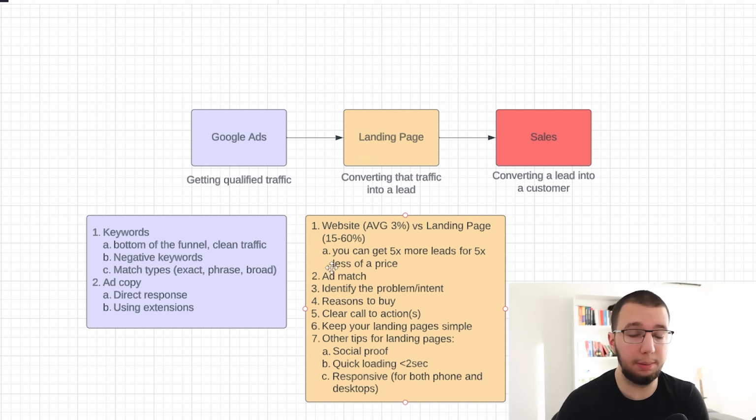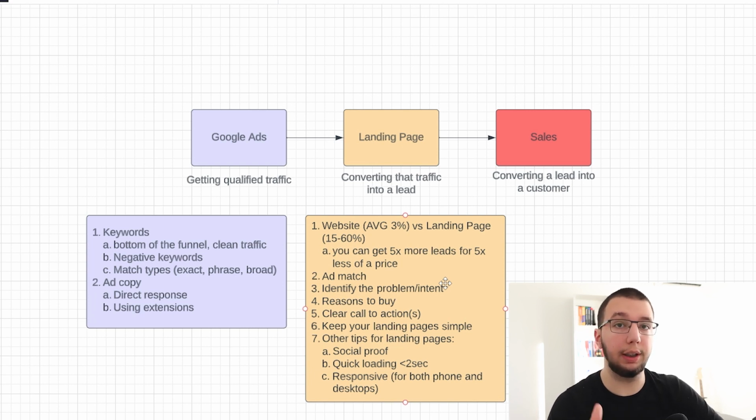So these are just some tips to keep in mind when making your landing page. The first one is ad match and identifying the problem or the intent of the user. So for example, if someone is searching for plumber in Portland, when they get to your landing page, you should have a headline that mirrors that. It should say plumber in Portland, or plumber serving Portland, or anything in that manner. And by doing that, you're just answering the intent of the user, and the user is going to know they're in the right place. After that, you should add bullets, which are just the reasons to buy.